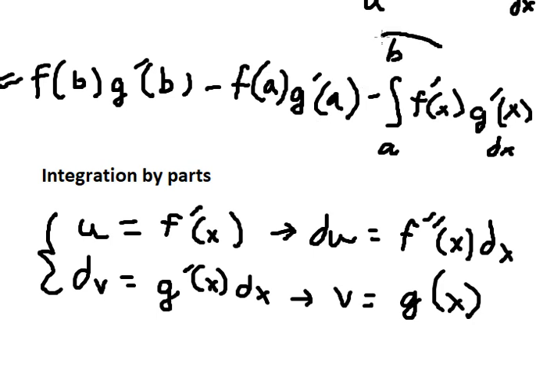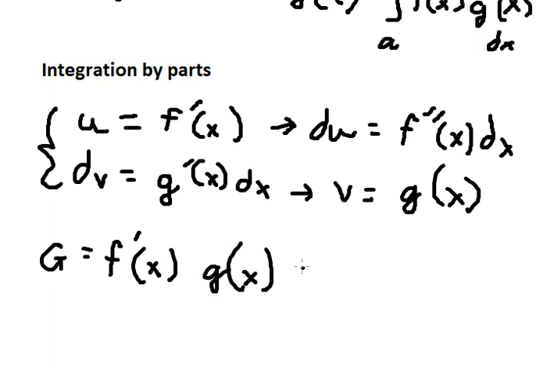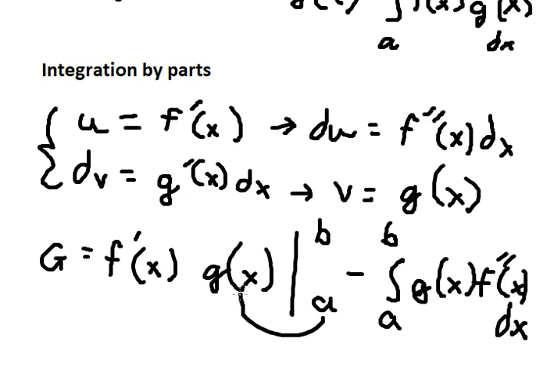And now I just consider this one only. So I will put g. So we have u multiplied by v. Minus, we have u multiplied by v. So I will put b here and a here.